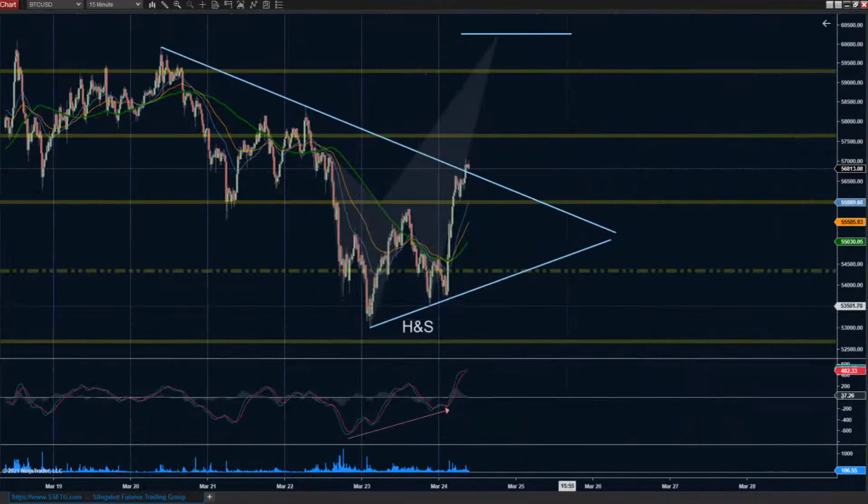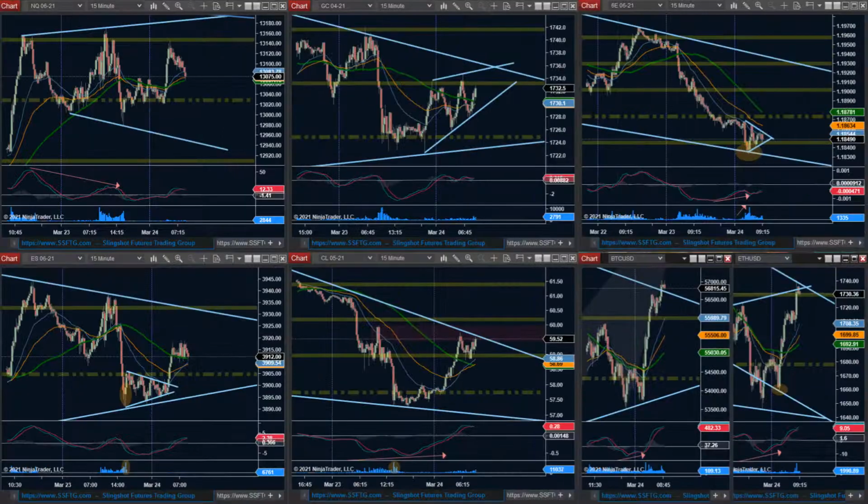Bitcoin rallying higher off the head and shoulders, challenging the falling resistance and attempting to break above it. Only just getting above it. So it's got a little bit further to go. Would like to see more continuation up towards the 60,000s, preferably 60,250, which would be the full completion of the head and shoulders. Still got plenty of room.